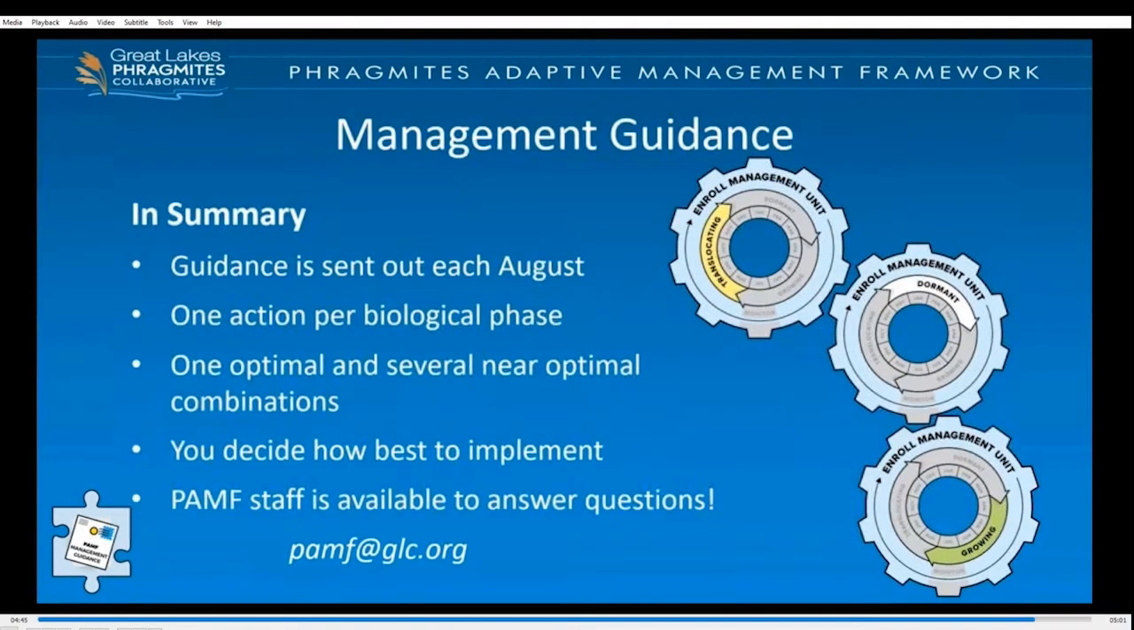Deciding the best implementation technique is up to each participant. Resources are available to provide additional guidance on the PAMF web hub, and the PAMF staff is always available to answer any guidance-related questions. You can email us at pamf@glc.org.